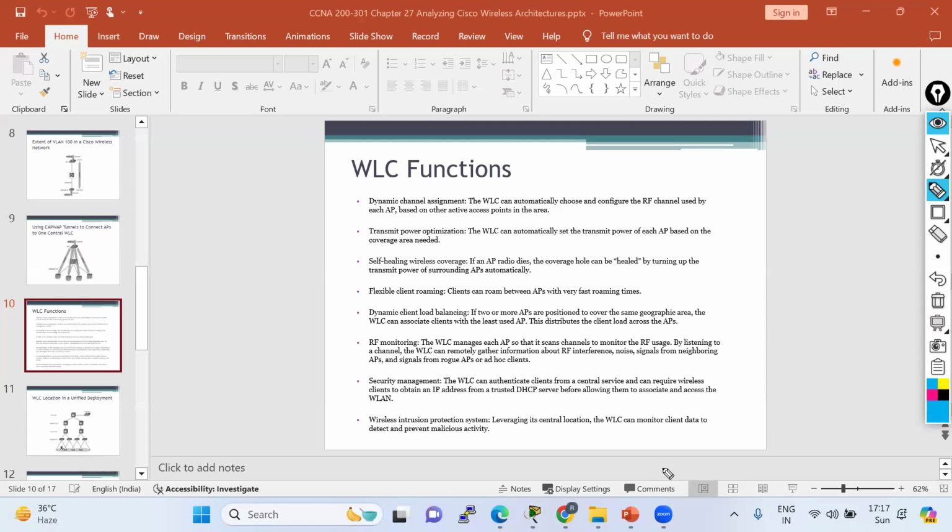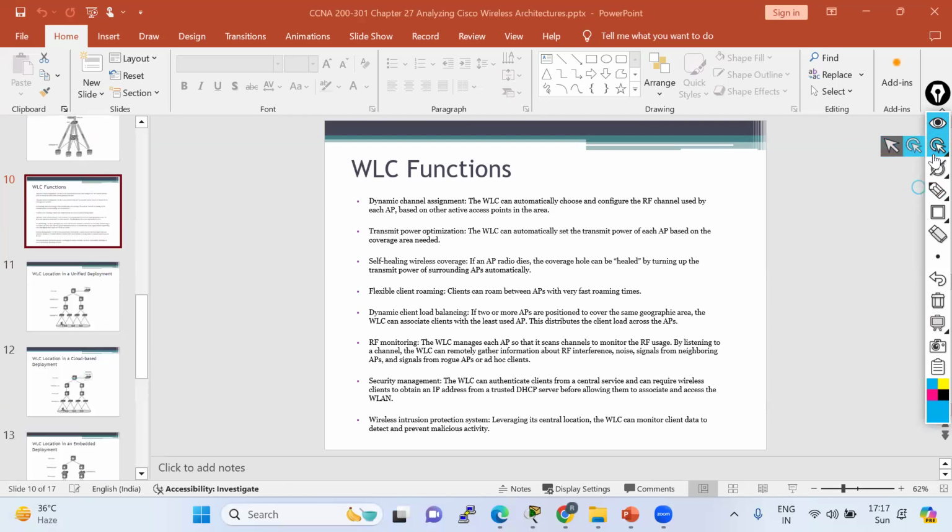We have automatic channel assignment, power optimization, and self-healing, where problems get solved. Any roaming-related issue is addressed by the WLC. Client load balancing happens across the APs. With RF monitoring, we can avoid interference, noise, and rogue AP detection. Security management and IPS management we also have, right? So at least we understand the WLC's role and how it is positioned. Moving next, we need to understand a little bit more about it.